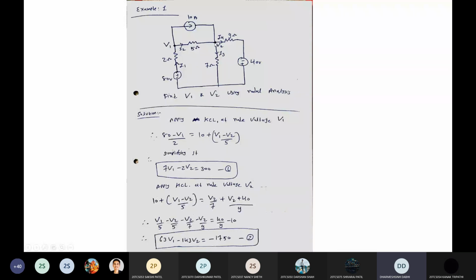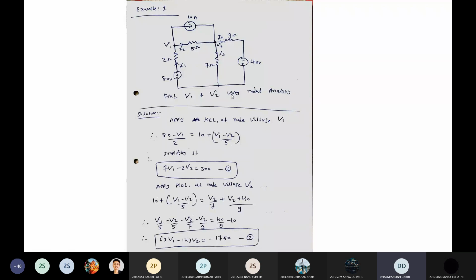Same way apply nodal analysis at voltage V2. Again, you can see here I give the direction of current in 9 ohm resistance away from V2, and 7 ohm again away from V2. And you can see here the polarity of 40 volt is minus plus. It means negative polarity is connected with the V2 point. So keep in mind this polarity of the voltage also. So apply the nodal analysis at V2 and find out the equation number 2.